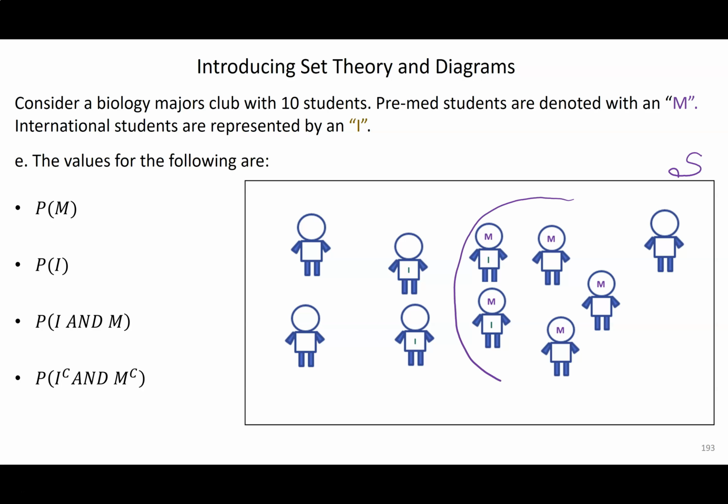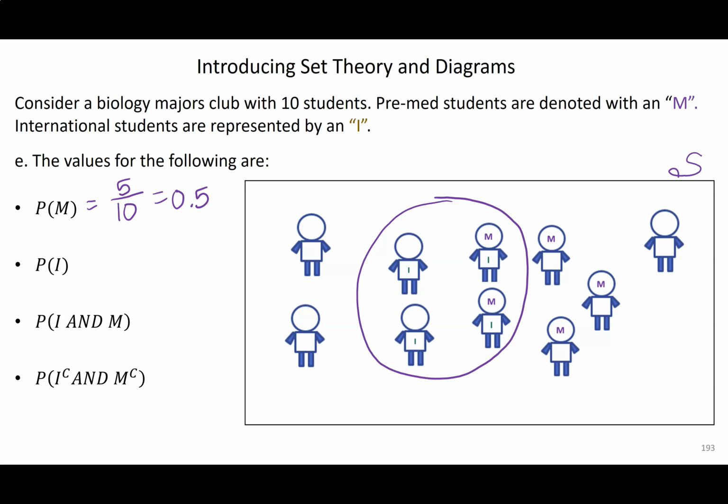I have my pre-med students here. It looks like there are 5 of them out of 10 students. So 0.5 or 50% chance that if I randomly select a student, they'll be pre-med. If I decide, how many of them are international? It looks like 4 of them are international students out of 10. So 0.4, or 40% of this sample of students are international.